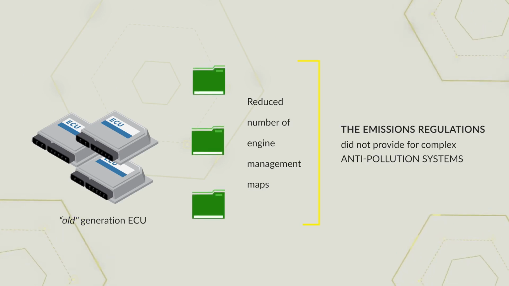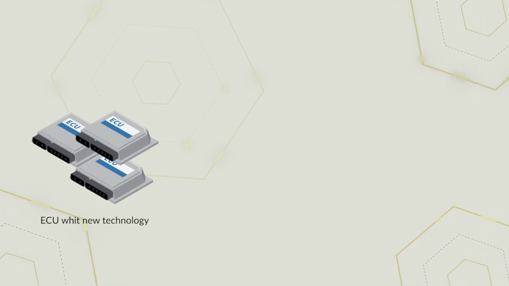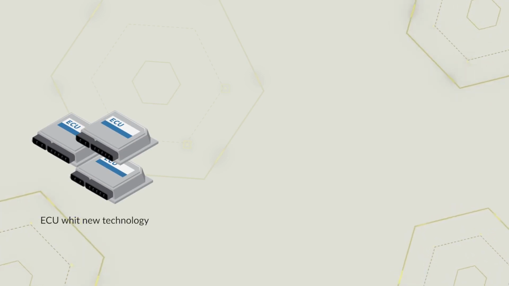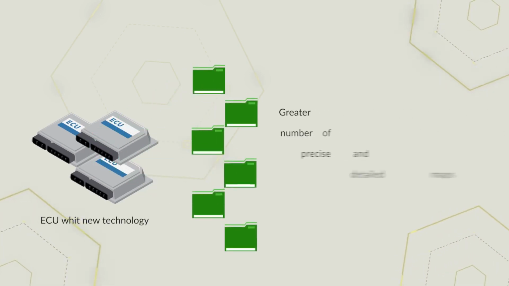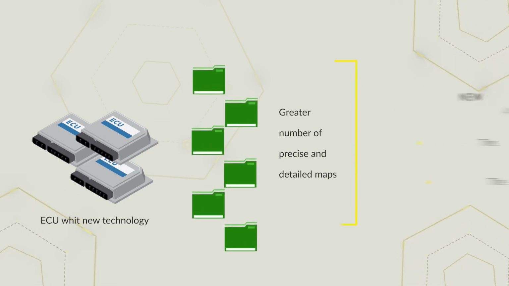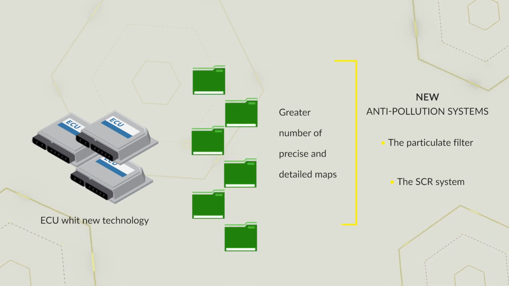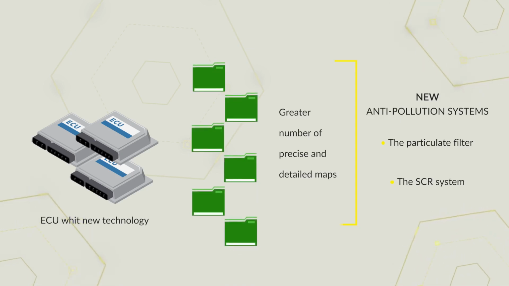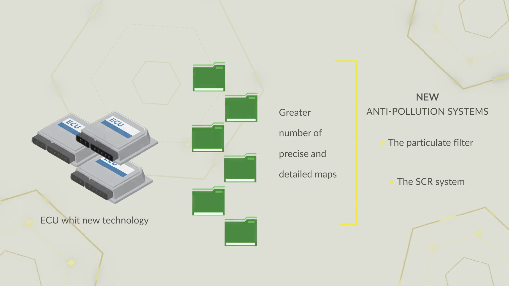With the passage of time and with increasingly stringent emissions regulations, engine control unit development technology has required updates in order to use very complex original files and a greater number of precise and detailed maps. They also manage the new anti-pollution systems, such as regeneration of the particulate filter or the use of the SCR system, which we examined in the previous videos.